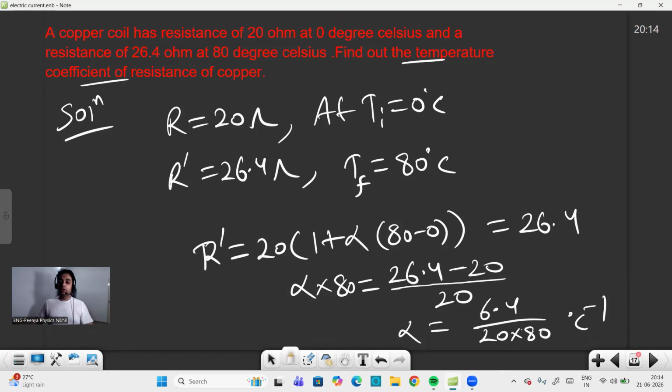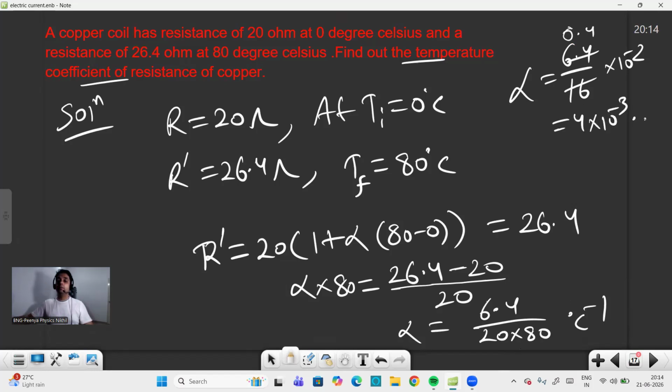Correct. So let's solve this. It is 6.4, and 8 into 2 is 16, and it is 10 to the power minus 2, so 0.4 into 10 to the power minus 2, which is 4 into 10 to the power minus 3 per degree Celsius. This is the answer, if our calculation is correct. Okay, so I think all of you understood this topic.